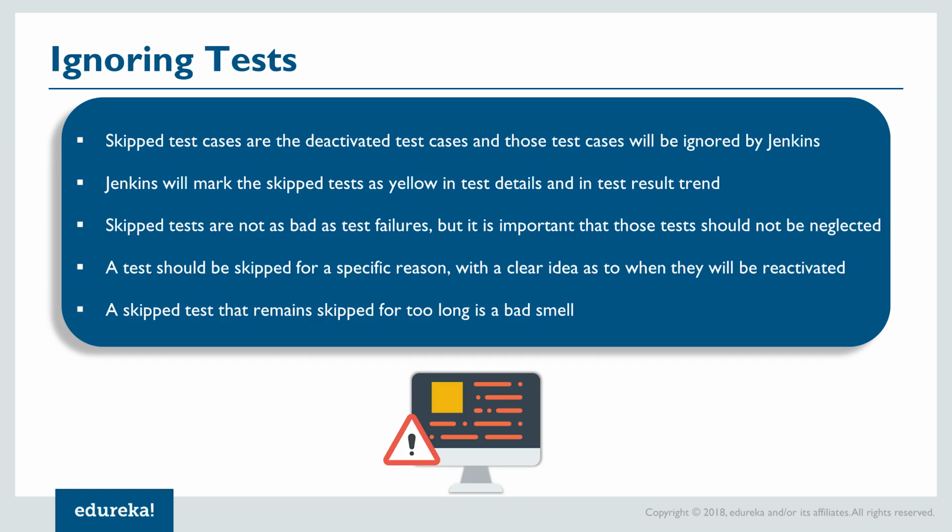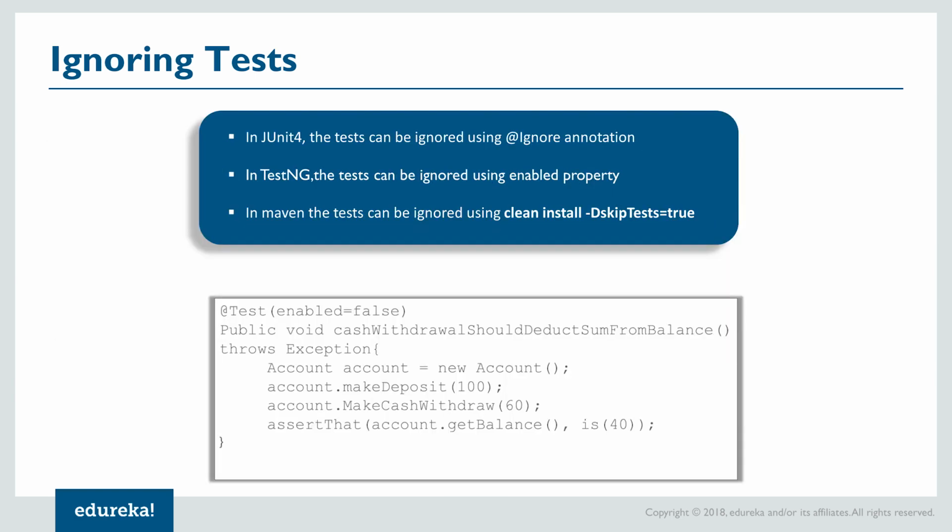And yes, of course, a skipped test that remains skipped for too long is a bad smell. As I said, a test is there for a reason, and you do want all these tests to run against your code to make sure that your code is robust and there is no bug or issue with the code. That's very important. So in JUnit 4, the tests can be ignored using the @Ignore annotation.